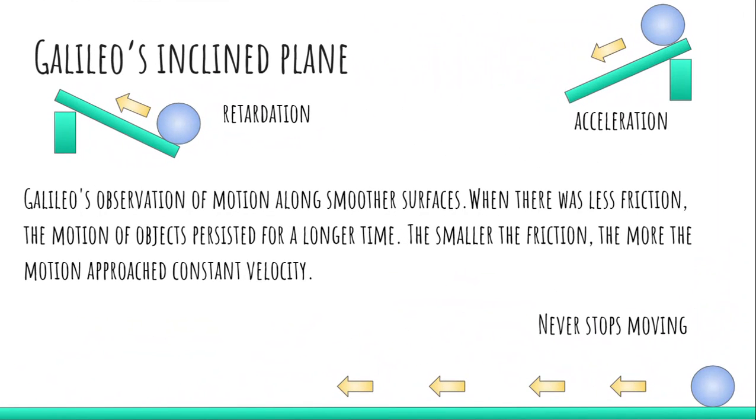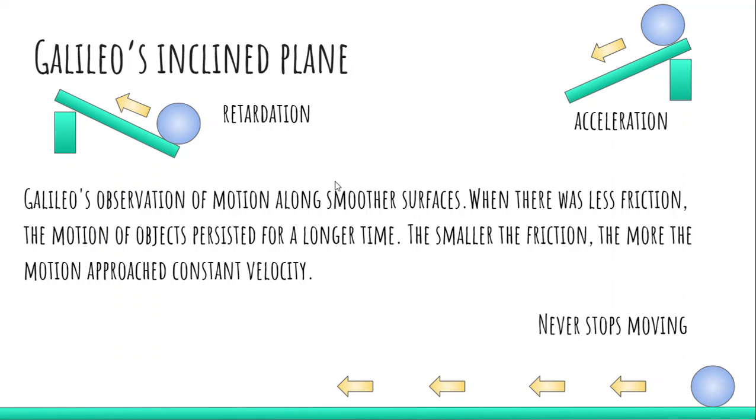Now we're going to learn about Galileo's inclined plane. The first picture we see over here is retardation. What Galileo did was he put up a slope and made a ball roll up it, and he observed that it lost its speed as it rolled up. And in this picture, he let the ball roll down from the top of the slope, and he observed that it got acceleration, that is, it increased its speed.